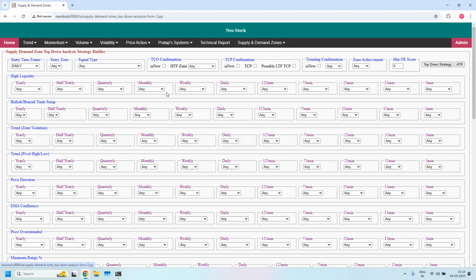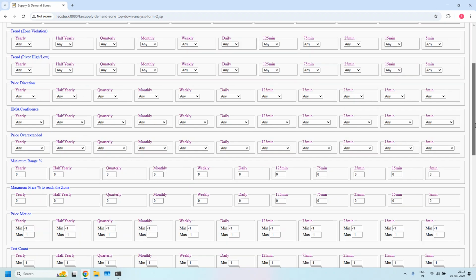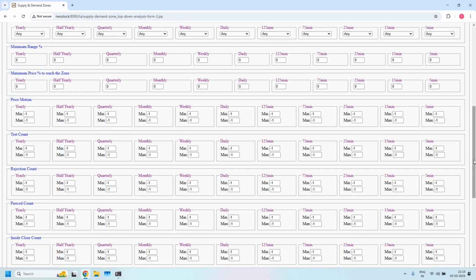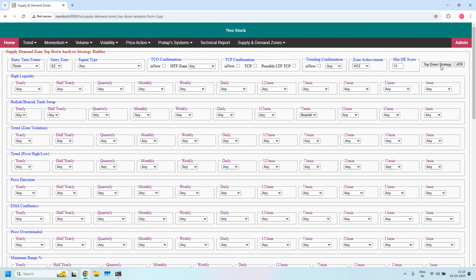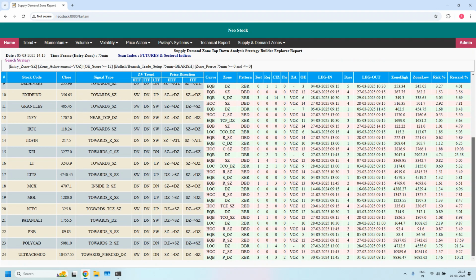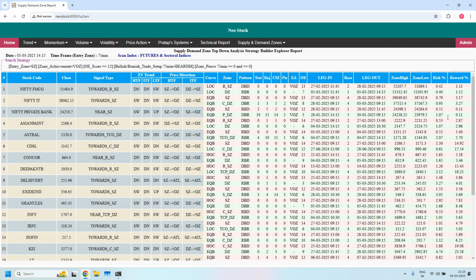Next, bearish trade setup, weekly income trade, entry time frame 75 minutes, entry zone, supply zone, bullish or bearish at 75. I am selecting bearish. Zone achievement VOZ, minimum order enhancer score 12, and 75 minutes supply zone should not be pierced. Minimum value 0, maximum value 0. Let's filter. So we got 24 stocks. So first 15 stocks in the list.